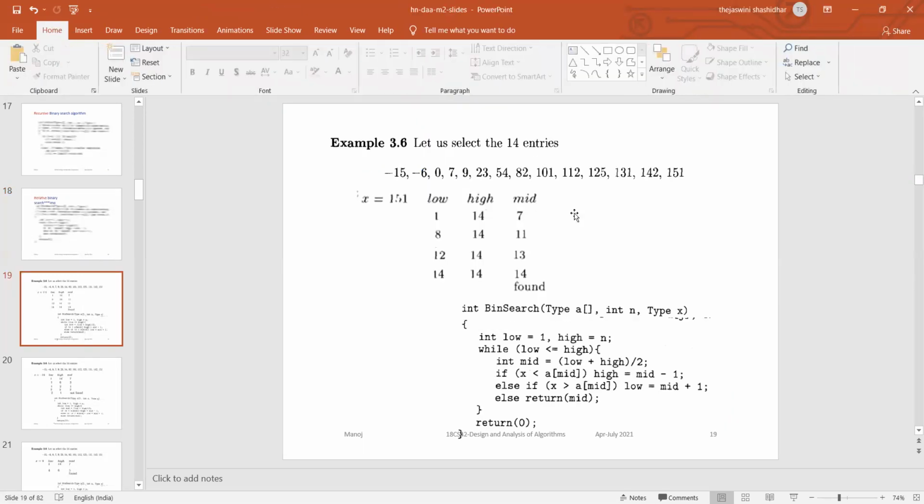Now you come for the example. This is what we have to do here. Let us select 14 entries: 1, 2, 3, 4, 5, 6, 7, 8, 9, 10, 11, 12, 13, 14. How many elements are there here? 14 elements, starting from 1 and ending with 14. So what are the low and high values for this example? Can anybody tell?